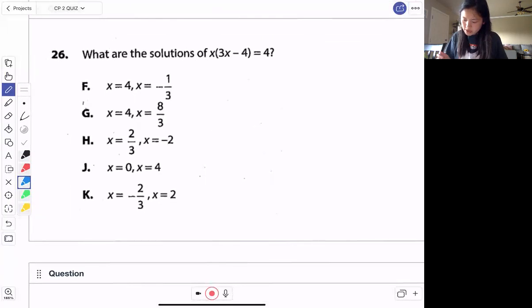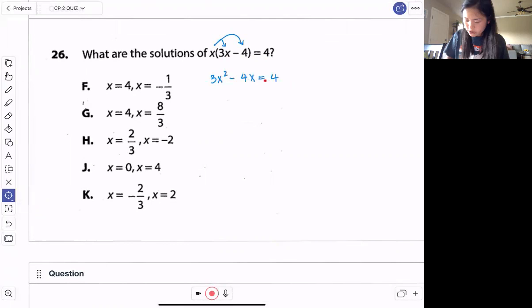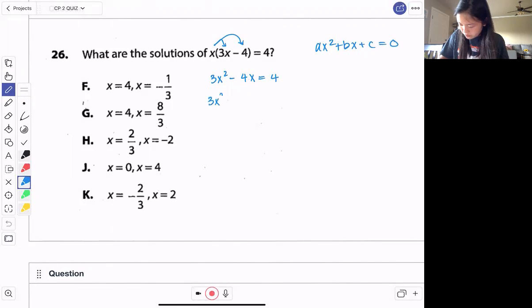26, what are the solutions of this here? Okay, so it looks like a typical algebraic problem, so I might just multiply in my x and try to get x by itself. So 3x squared minus 4x equals 4. It's a quadratic. Anytime you have a quadratic, you want to try to put it in standard form, which is this format. So you want to try to get one side to be 0. So I'm going to move over the 4 by subtracting it over. So I just move this guy over by subtracting.